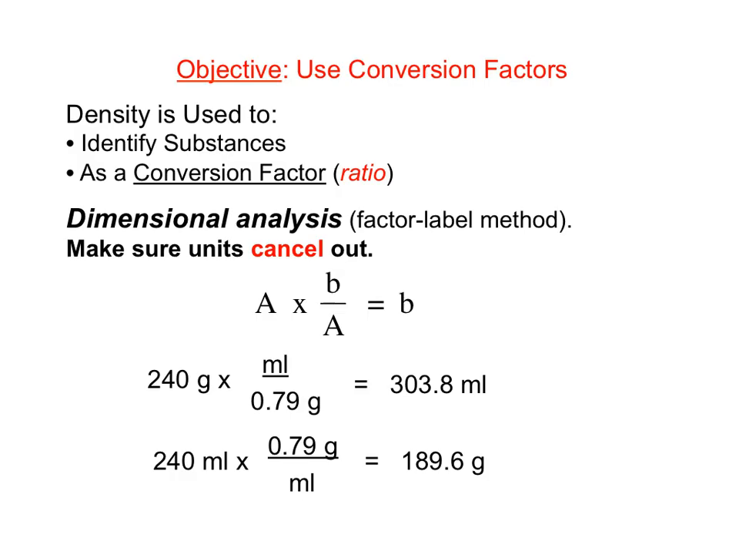So let's talk about conversions. To convert from one quantity to another quantity, we need to use a conversion factor. For example, to convert A to B, we need our B to A conversion factor. Density is used as a conversion factor to convert from grams to mL or mL to grams. Make sure the units cancel out to give us the units we want.